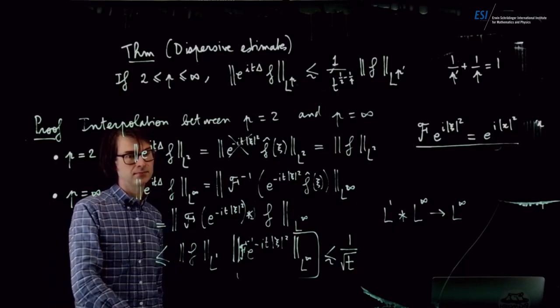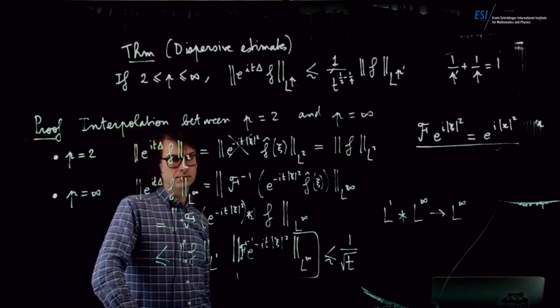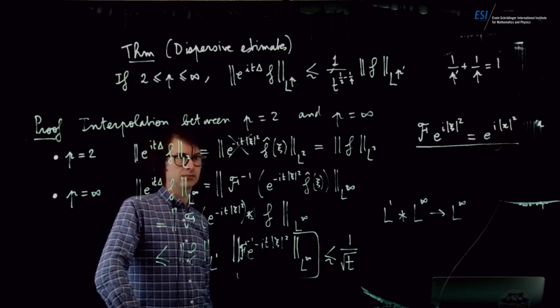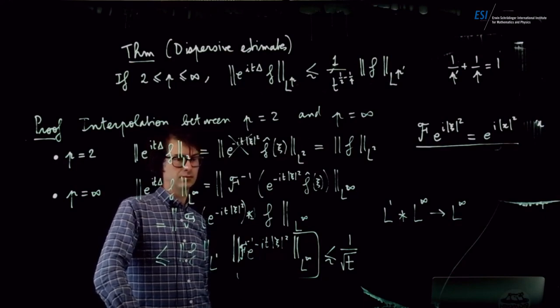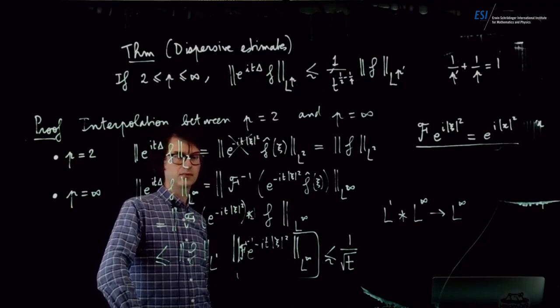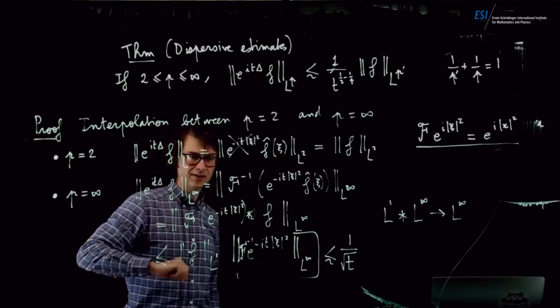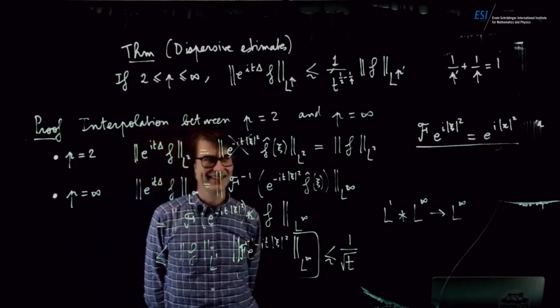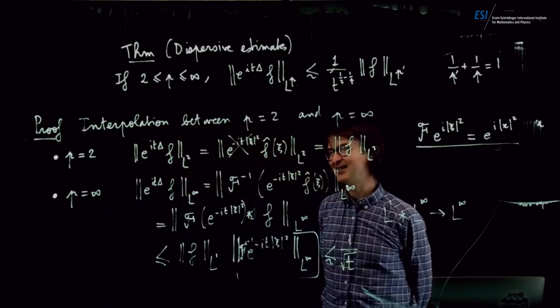Could you just comment on how you interpolate? Because I don't see how you're going to get L p prime at the right-hand side. If you do interpolation between these two norms, you're going to get L infinity and L2 at the right-hand side, not L p prime. So, if I do it the way I know how to do it, I think it's the same way as I do.